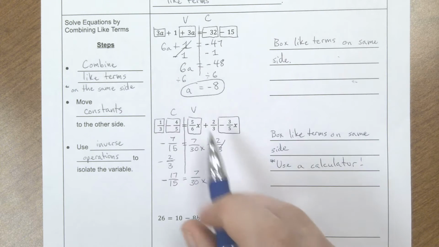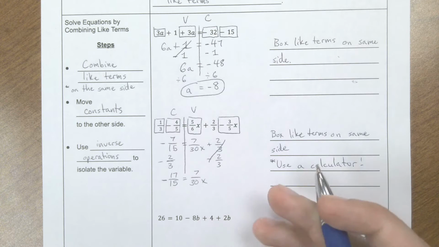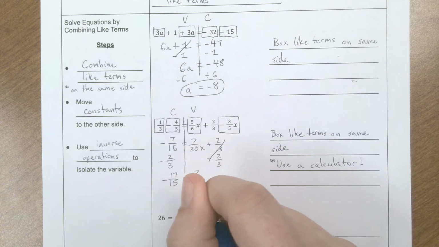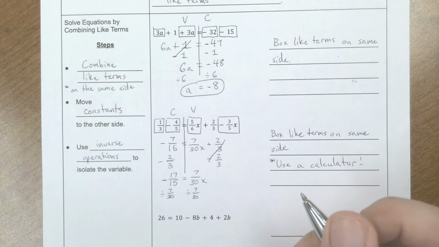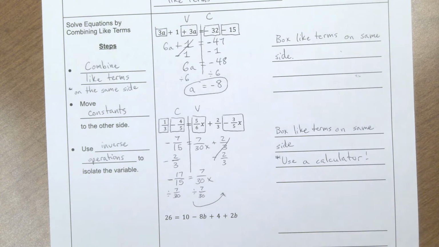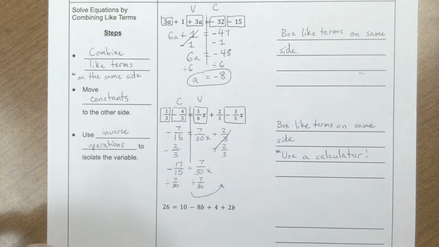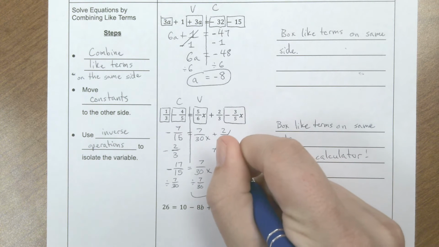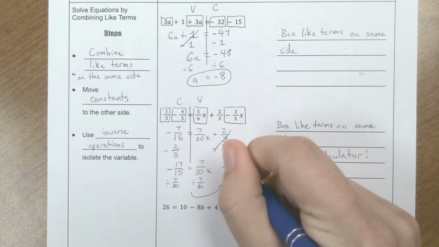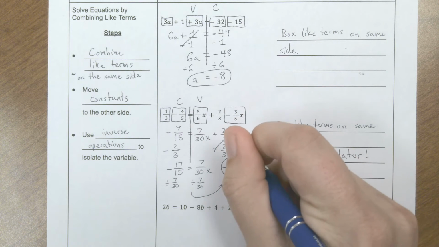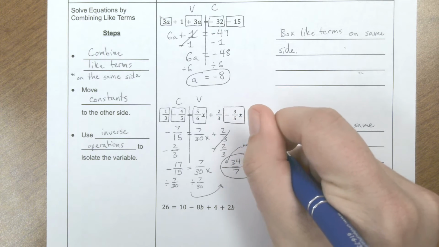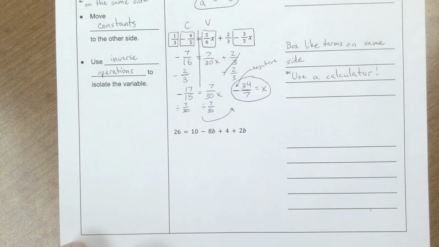And as in the previous problem, when we have a number next to a variable, that is multiplication. So I'm going to undo this by dividing both sides by 7/30. I'm running out of room, so I'm going to go over here. If I take that negative 17/15 and divide by 7/30, I get negative 34/7. Negative 34/7 equals x. That's my solution. All right, for the video, pause the video now. Try this one.